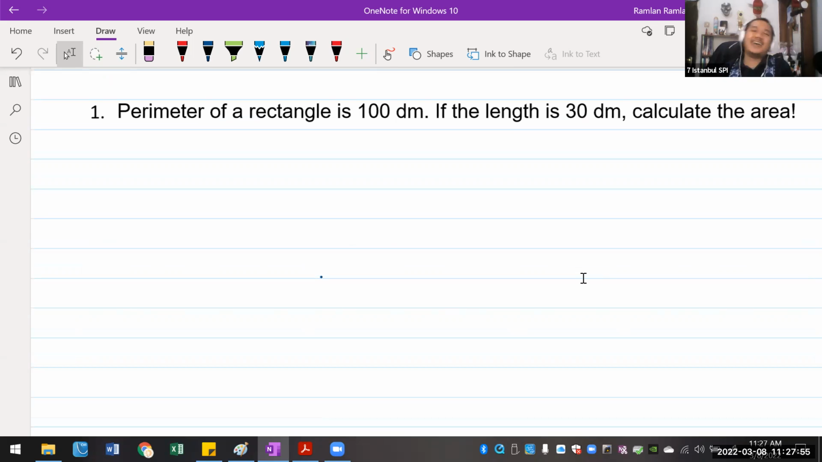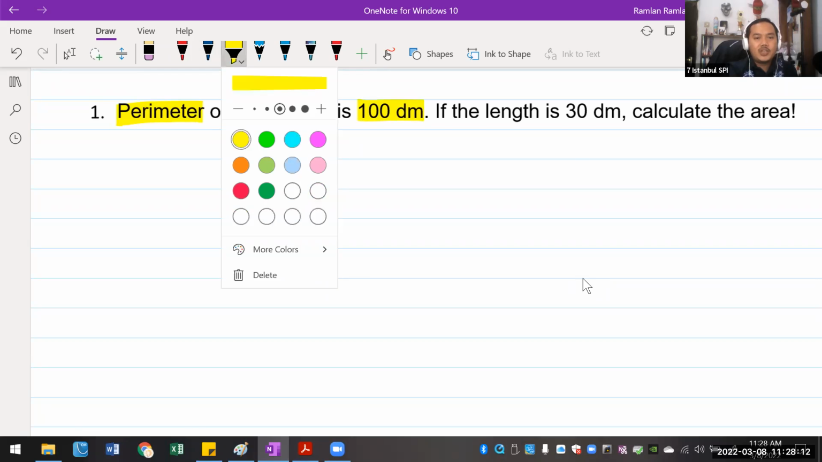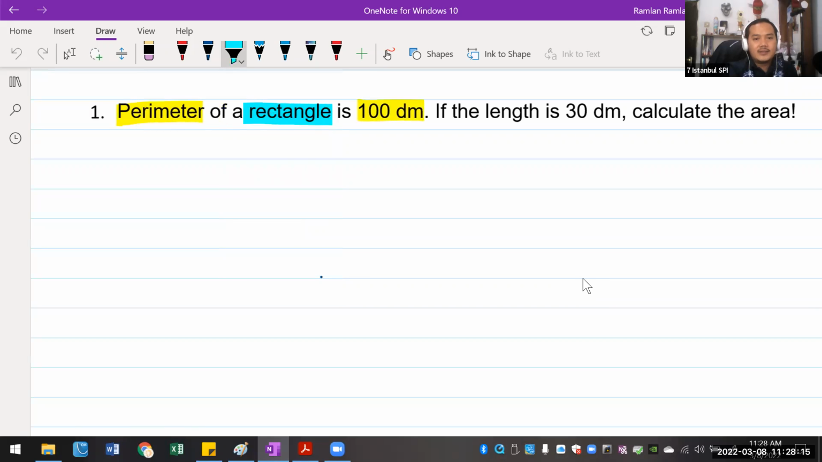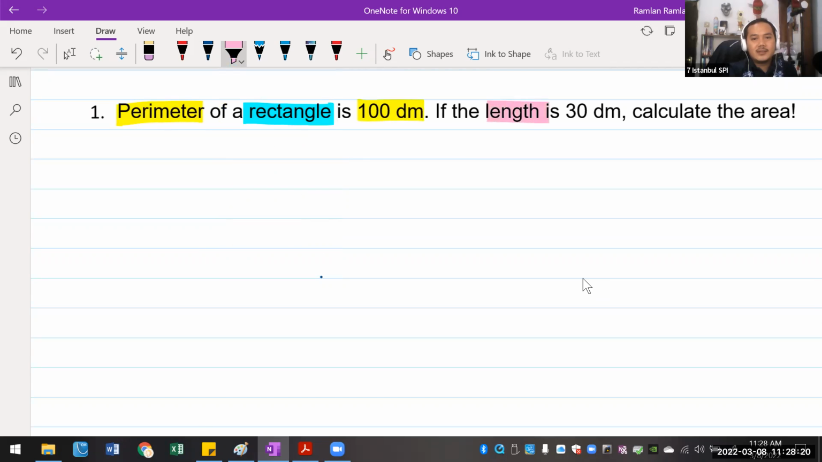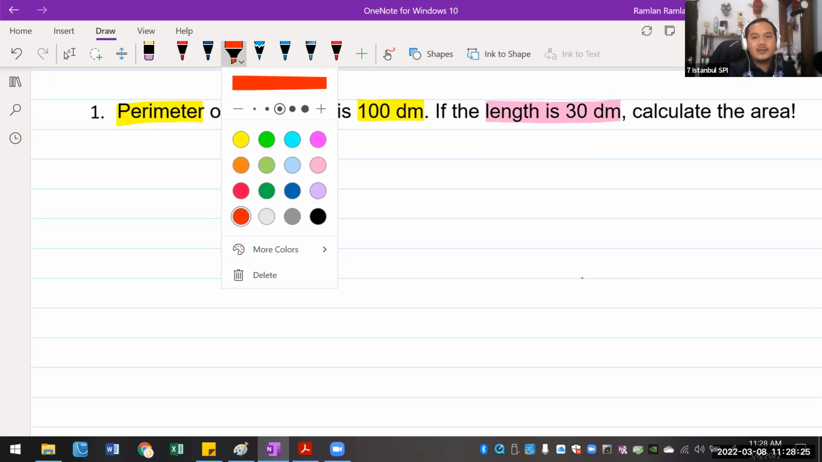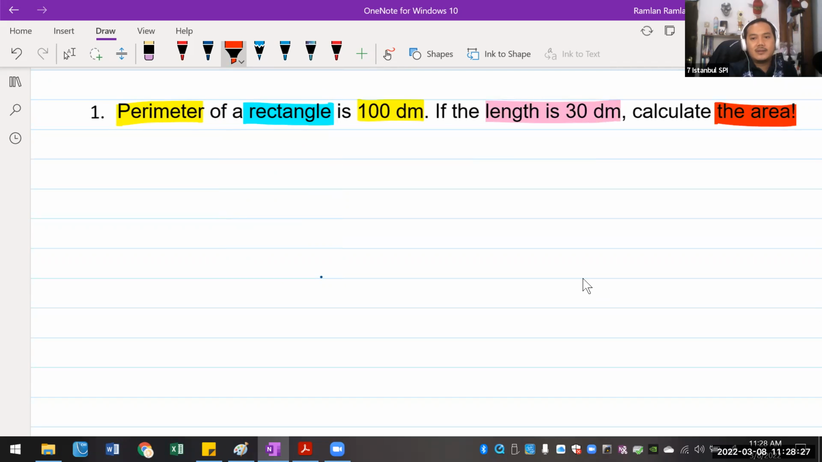Okay, again, the first thing you do is to read the question. The second one is to highlight or underline to identify what it is and what the information given from the question is. Okay, here we go. I'm going to highlight it for you guys. So the perimeter is this. And then we have the shape is this. And then we also have another information, which is this. And then the one that is being asked is this. That is the question.